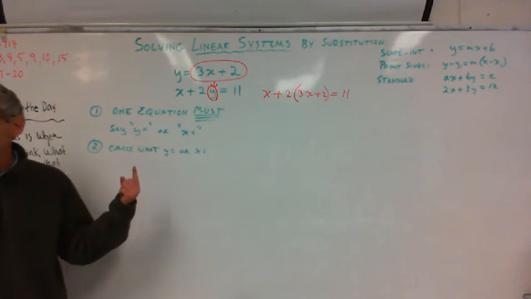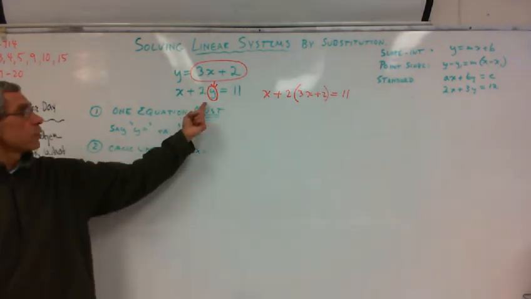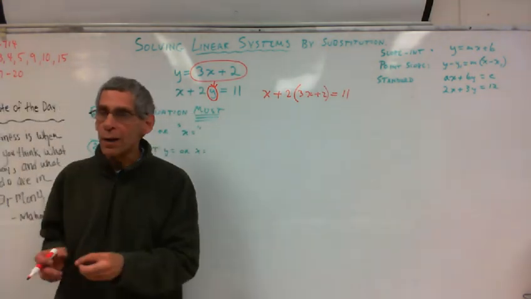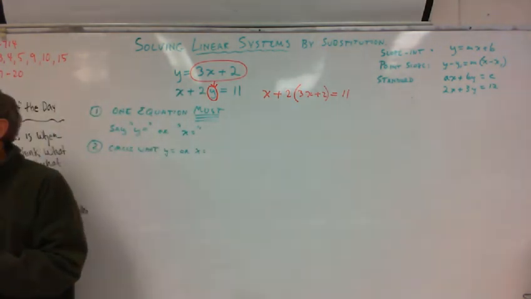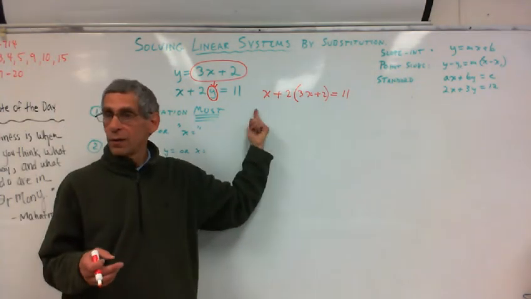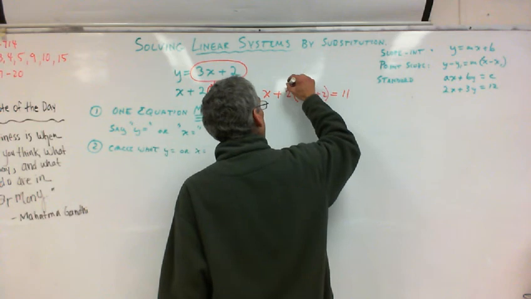Does everybody see how I got that? It was really easy. I just substituted this in for y, because that equals y. So I just substitute in. Now, what property am I going to have to use to solve this? Distributive. Do I have only one kind of variable? Only x's, right? So it's going to be a piece of cake. So I'm going to use my distributive property.